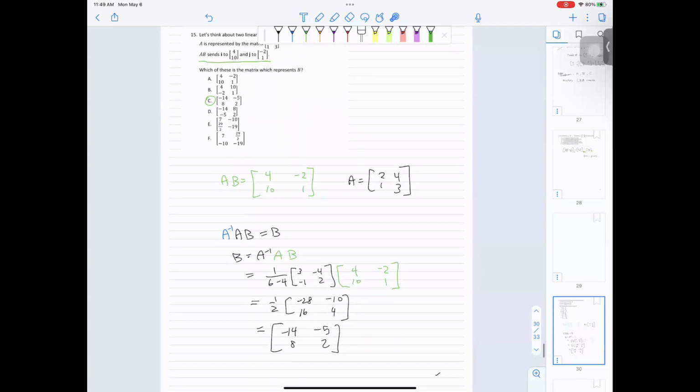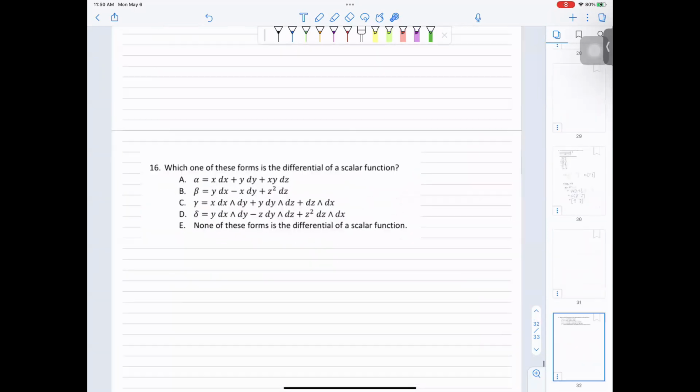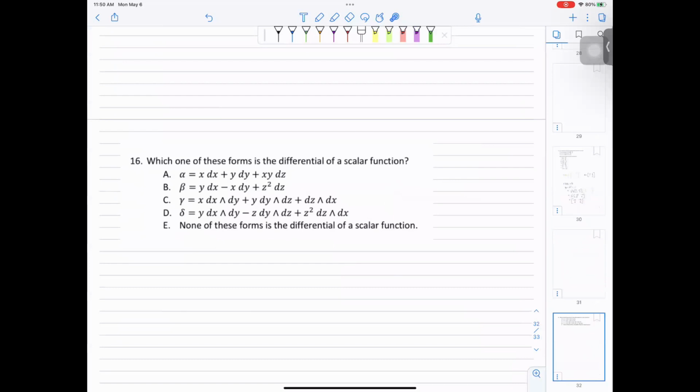Okay, questions on 15. Okay, and question 16. Which of these forms is the differential of a scalar function?